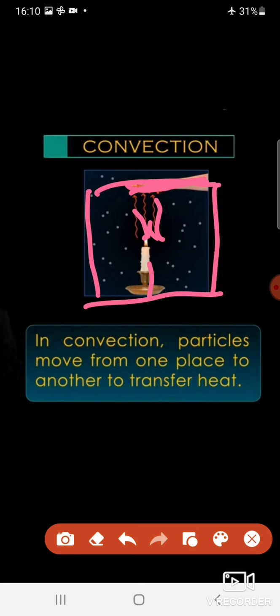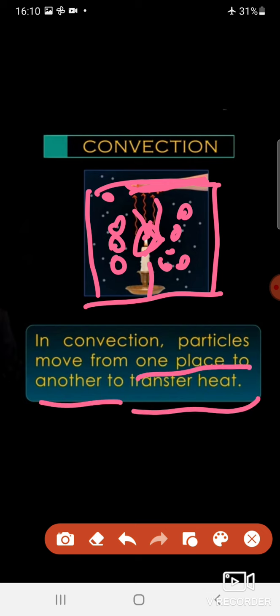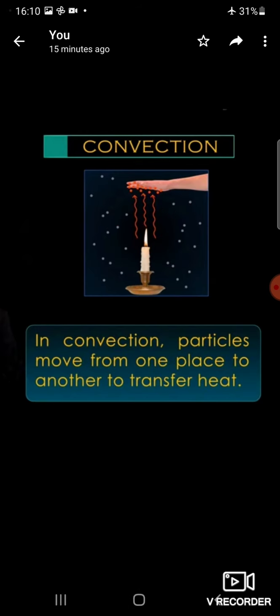This is because the molecules around this candle, or the atmosphere around this candle, are experiencing the higher temperature due to the burning of the flame. In convection, particles are free to move from one place to another to transfer heat. In this process they are basically free to move.